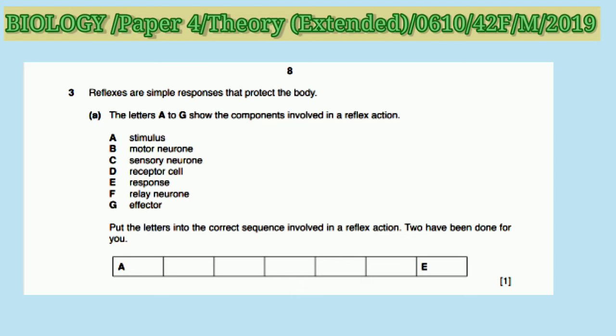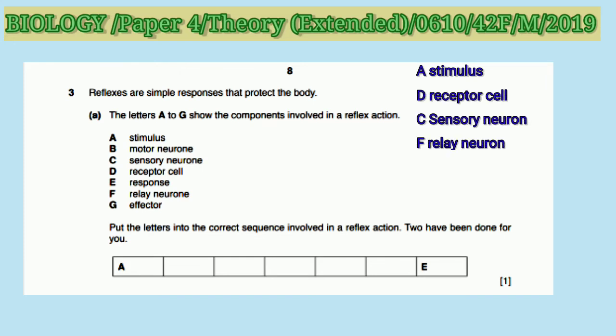Let us see what the correct order should be. Stimulus A will be received by receptor cells D. It will be picked up by C, the sensory neuron, passed on to F, the relay neuron, then to motor neuron B, and then to effector organ or gland G, which will provide response E. The correct sequence involved in a reflex action is A, D, C, F, B, G, E.